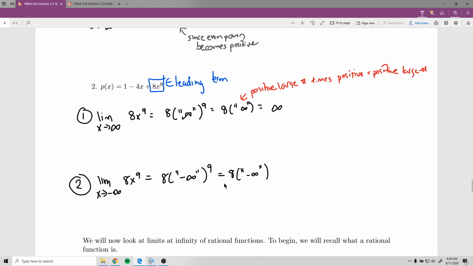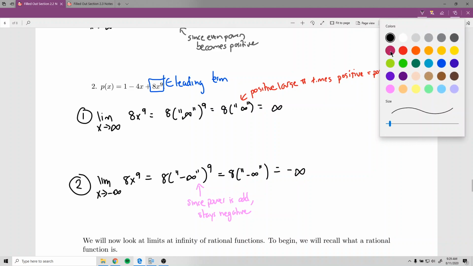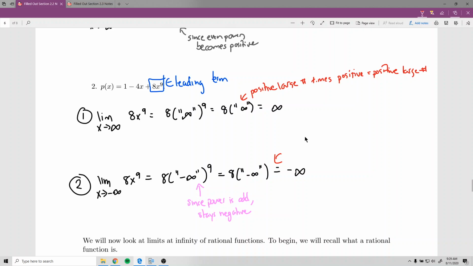So let's write that comment in there. Since the power is odd, it stays negative. Just like a number, negative 1 to the 3rd power would be negative 1. And then if we multiply a really large negative number by a positive number, it stays negative. So we get negative infinity. So let's comment that a negative large number times positive equals a negative large number.